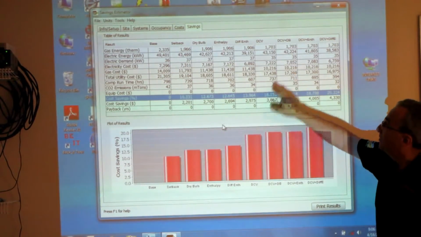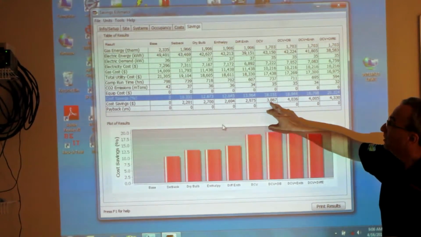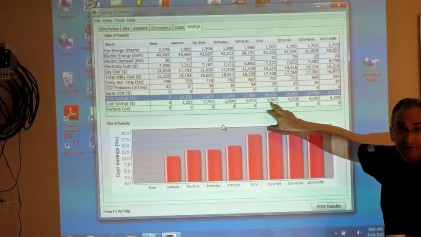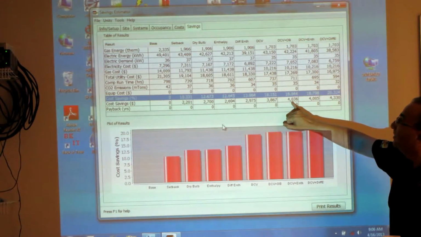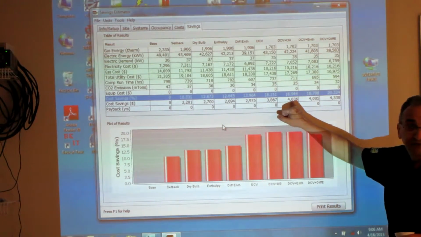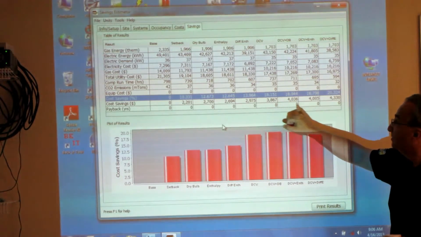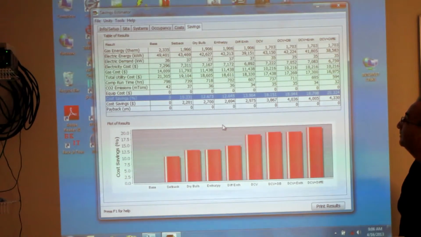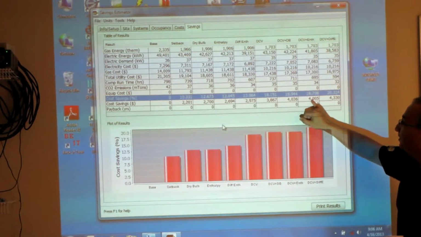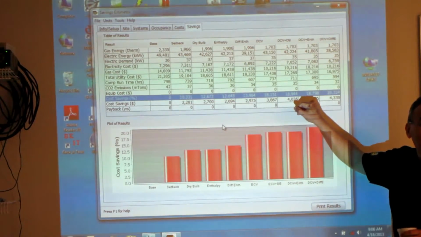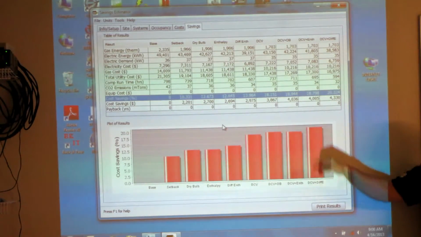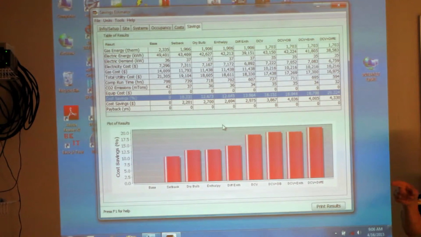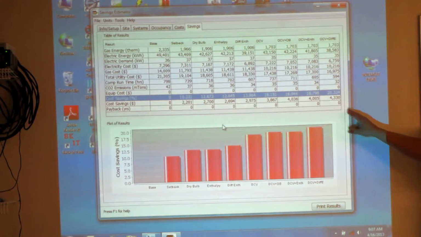So the demand control ventilation now is $3,867 in savings. Dry bulb and that together is $4,000 a year in savings. And if I add enthalpy, I actually spend more. So I don't want to do enthalpy here. And if I have differential enthalpy, that means I have two sensors comparing outdoor with indoor. And so long as outdoor is better than indoor, it will bring it in my savings figure.